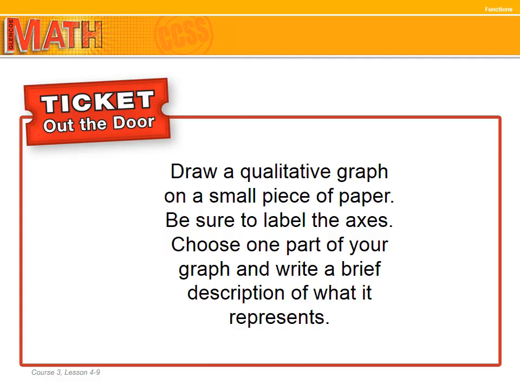So now it's your turn to draw a qualitative graph on a small piece of paper. Be sure to label the axes. Choose one part of your graph and write a brief description of what it represents. You can look at the 3 examples that we had in this video and go from there. Good luck.